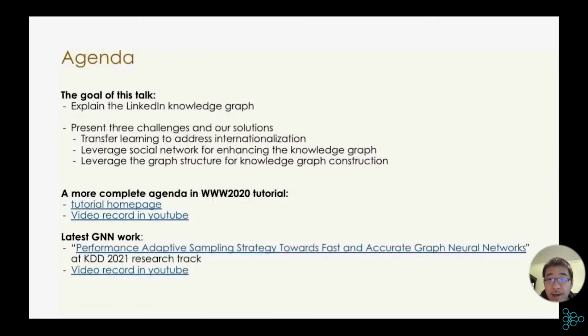In today's talk, I will give you an overview of the LinkedIn knowledge graph first, and then we dive into three technical challenges. The first one is how we can use transfer learning to address the internationalization problem. The second is to leverage the social network to enhance the knowledge graph construction. The last one is how to leverage the graph structure for knowledge graph construction. We also have a tutorial given at the World Wide Web conference. You can see our video record on YouTube and some recently published papers. Next, please.